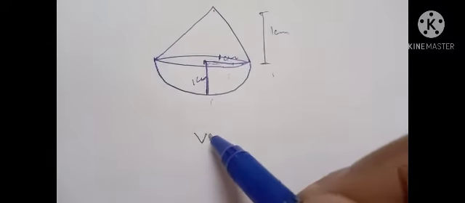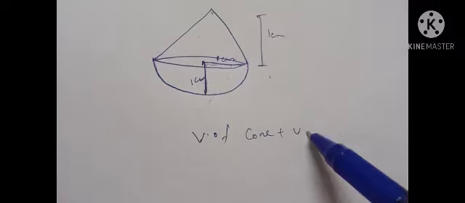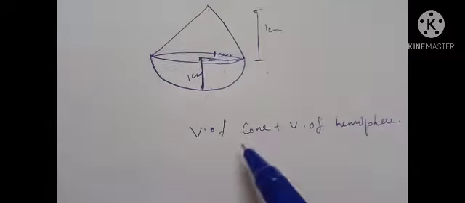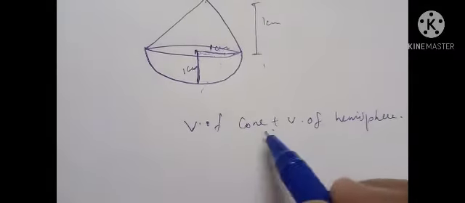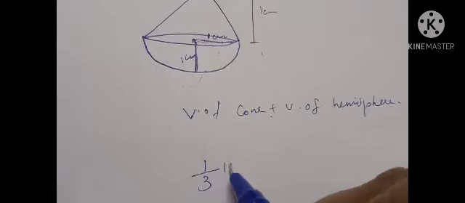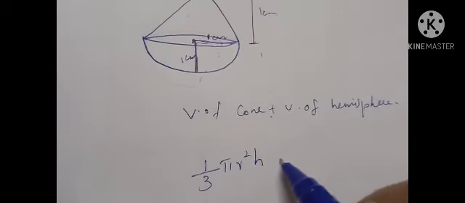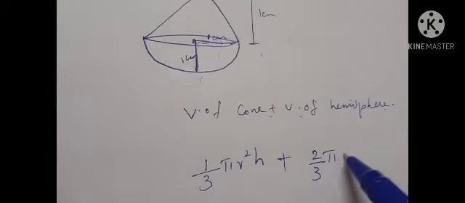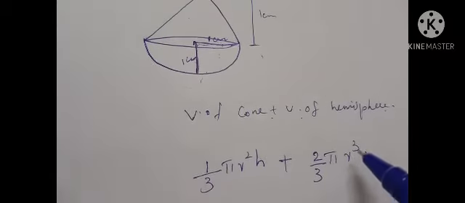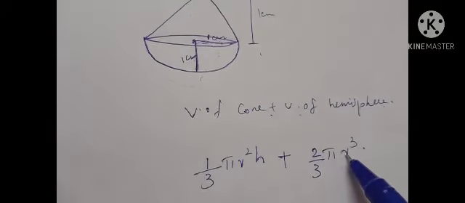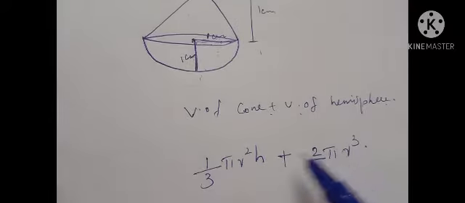So what is the volume of this solid? Volume of cone plus volume of hemisphere. This is the volume of the solid. What is the equation for finding the volume of a cone? That is 1 by 3 pi r square h. Then plus the volume of the hemisphere, which is 2 by 3 pi r cube. Here the radius is the same, common for this cone and hemisphere. That's why we use the same letter for the radius of these two.